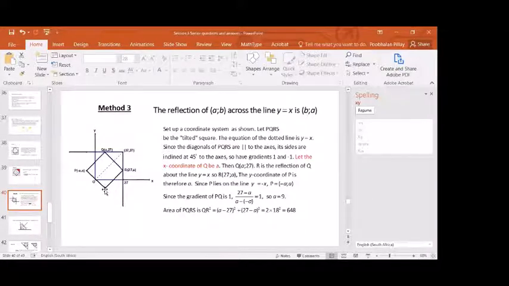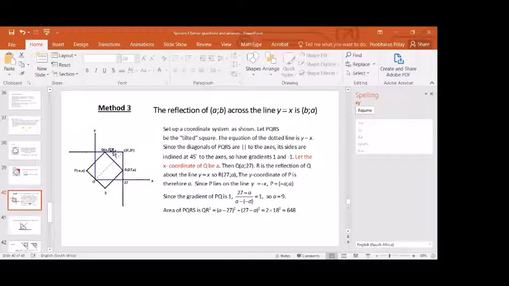Now, this line here goes through the origin, but it's got negative gradient. The gradient of this line times the gradient of this is minus 1, because they are perpendicular to each other. So therefore, the gradient of this is minus 1, and the equation of this line is y equals minus x. So if the y coordinate was A, then the x coordinate will have to be minus A, because the y coordinate is always the negative of the x coordinate anywhere along this line, right?